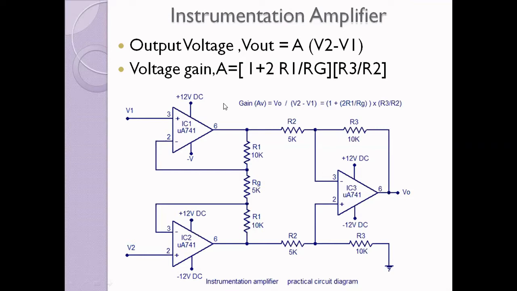For example, now my voltage gain is 10. So what is the output voltage? V out is equal to A into V2 minus V1. Assume that the voltage gain is 10. For example, take V2 equal to 20 and V1 equal to 10. So 20 minus 10 is nothing but 10. 10 into 10, you will get 100 volt. That is the output voltage.